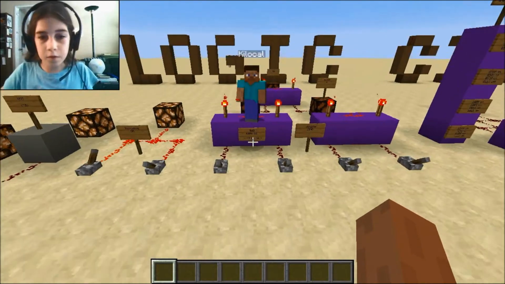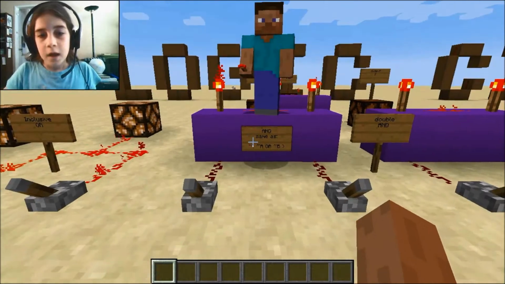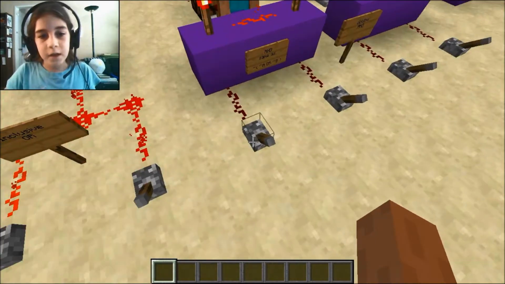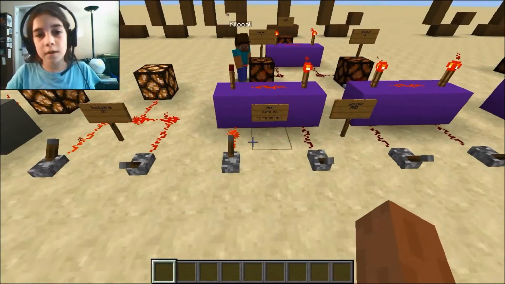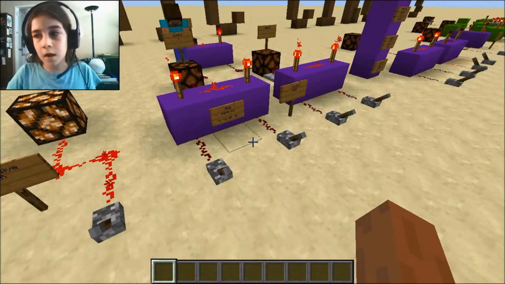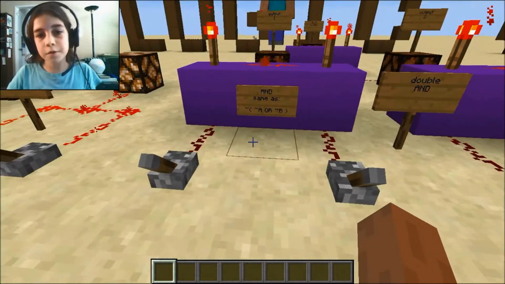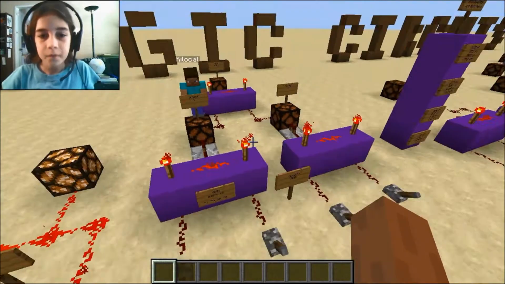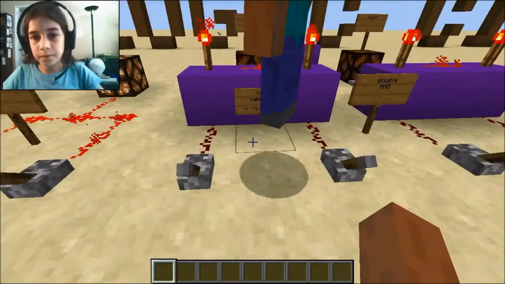So here's the next one. It's an AND. It's the same thing. Oh yeah, the first one's the AND. And here, look, if both of them are on, the lamp turns on. If one of them or both of them are off, then it will turn off. So it's the same thing as not A or not B. And here how it works.